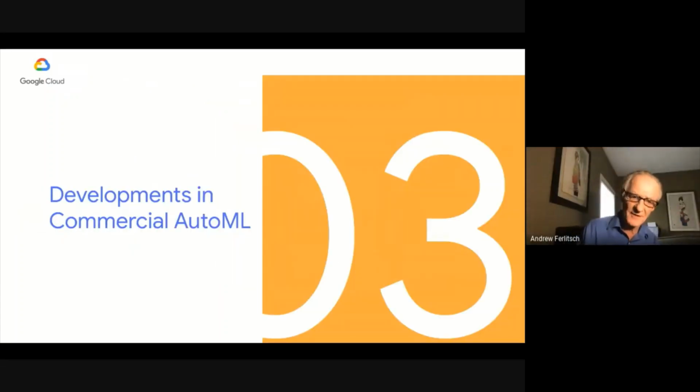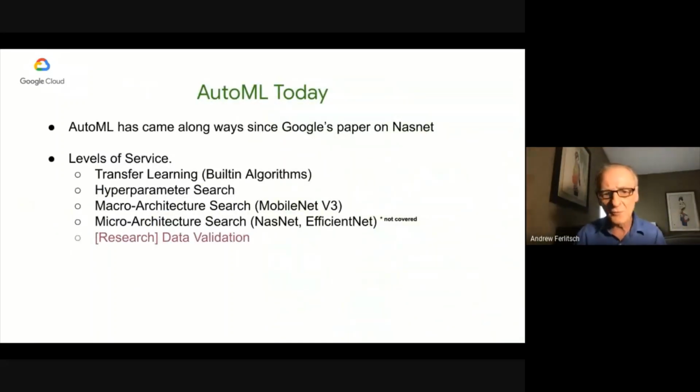So I'll discuss some of the developments in commercial AutoML. AutoML has come a long way since Google's paper on NASNet, and there are a lot of services now available on the cloud, starting with transfer learning, sometimes referred to as built-in algorithms, and automatic hyperparameter search. Then macro architecture search, which is a lesser form of what AutoML was for NASNet, a very cost-efficient way. It was used by Google to discover MobileNet v3.